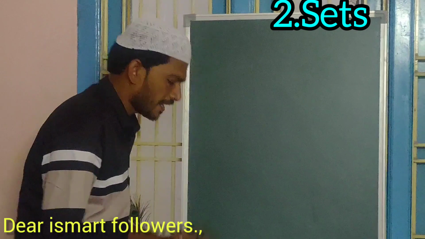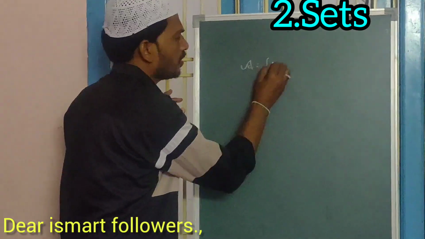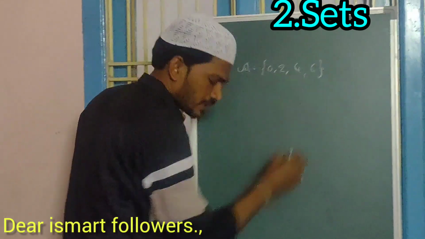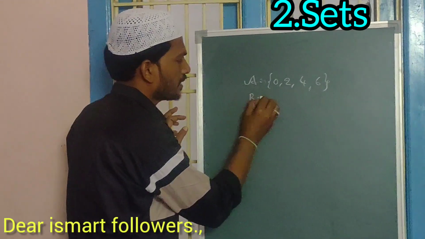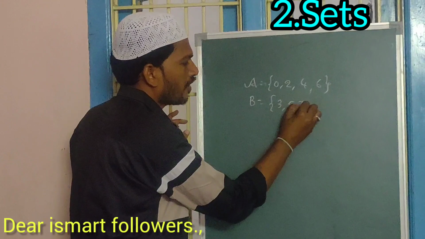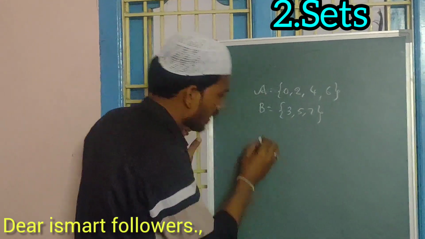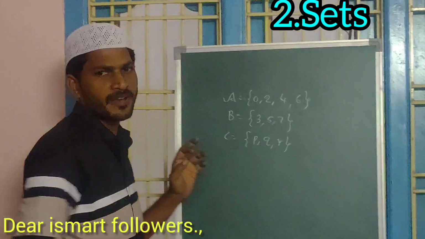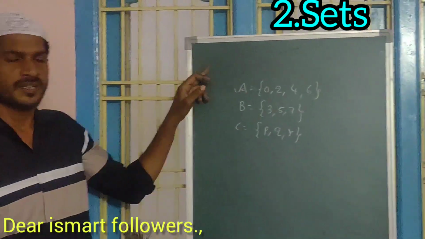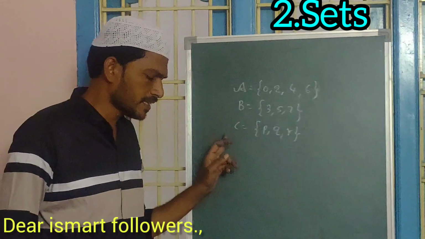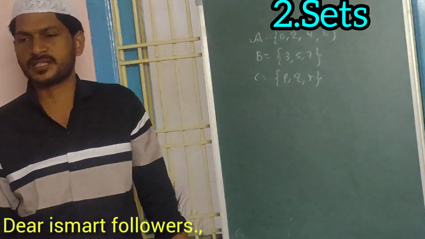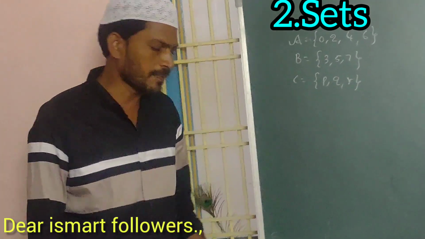Next, second Roman. In second Roman, A set is equal to 0, 2, 4, 6. Next B set. B is equal to 3, 5, 7. Next C set is equal to P, Q, R. Here 3 sets are given: A, B, C. Now what is he asking? Belongs or does not belong? It's very easy.